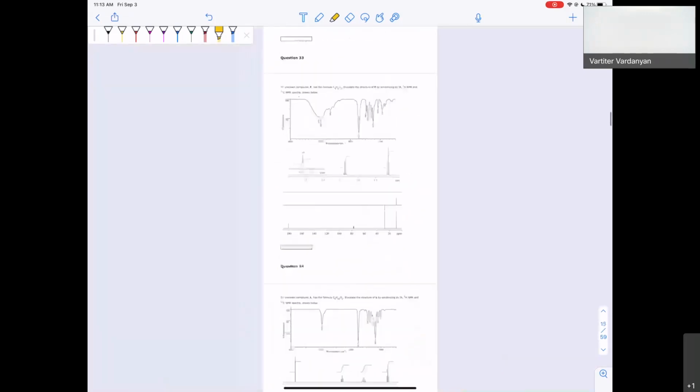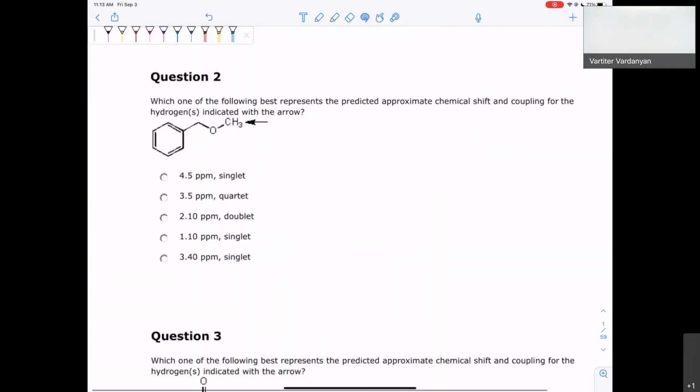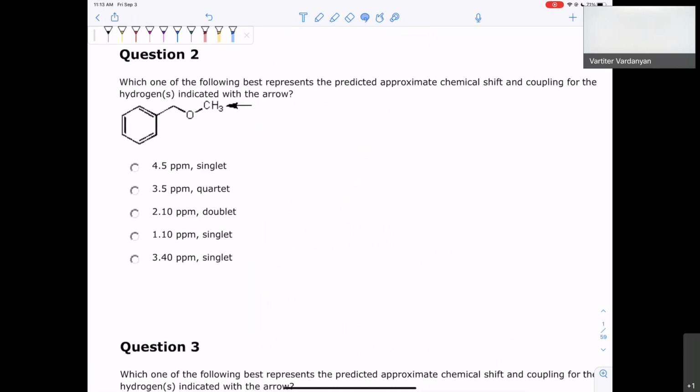And let's do all the way up here. So this one, it's almost exactly the same thing, but this is more of the straightforward one. So, what is the multiplicity of those hydrogens? Singlets, cool. So knowing that, which one of these answers can we get rid of?